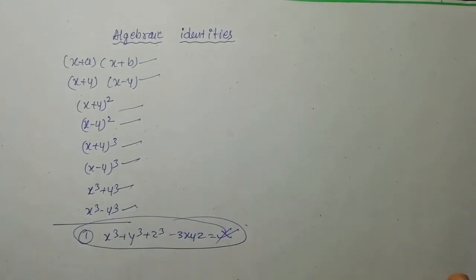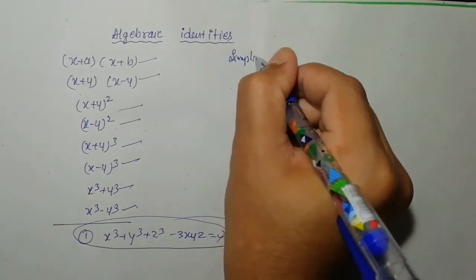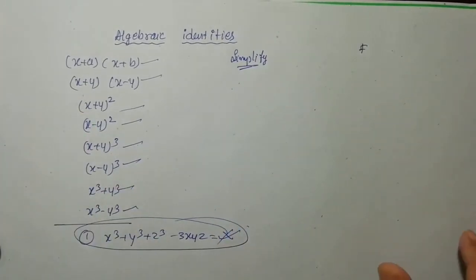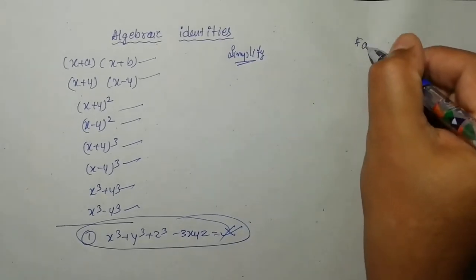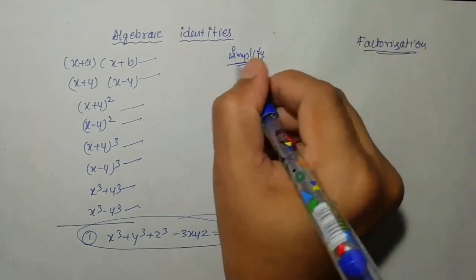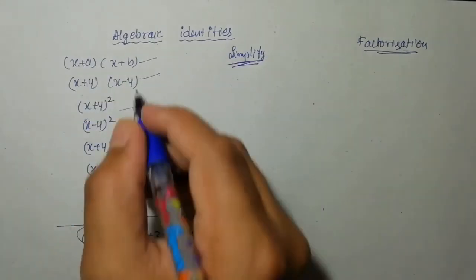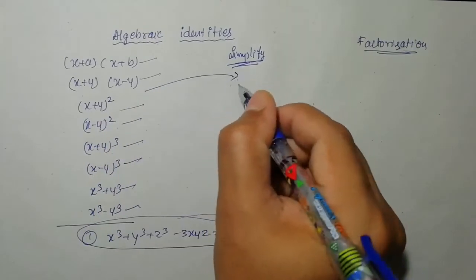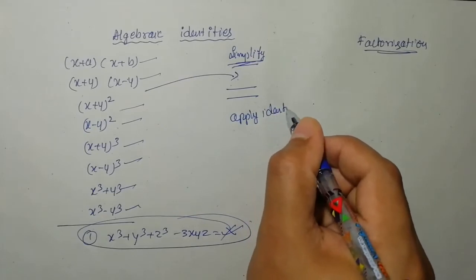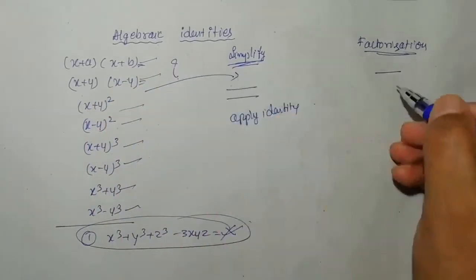Only two types of problem will be asked. One is simplification: simplify using identity. Or else it will be factorization. So two types of problem will be asked. One is related to factorization, and the other asks you to simplify by using the algebraic identity. Then you need to apply the formula for these. But in the factorization case, the RHS of these formulas will be given to you.